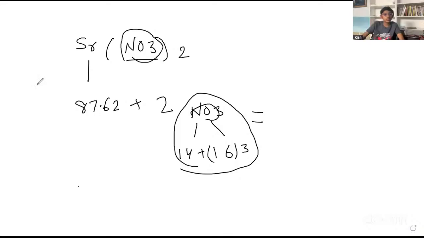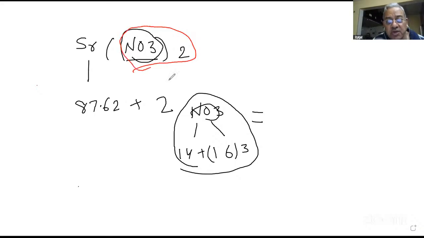Yes. So here it will be NO3 twice, so you have to take NO3. NO3 comes to 14 plus 48, it becomes 62. This will come 62. So here it will be twice into 62. Right? First you have to solve the inner one, how much it is, then multiply by whatever is given in the outer one.